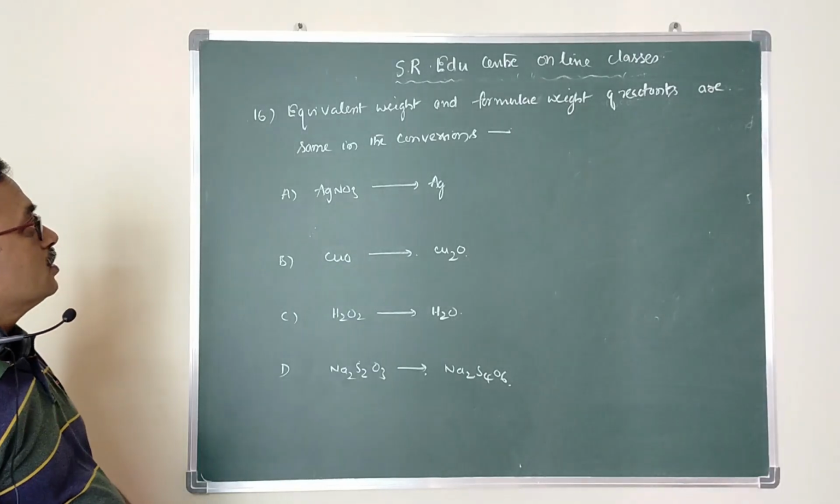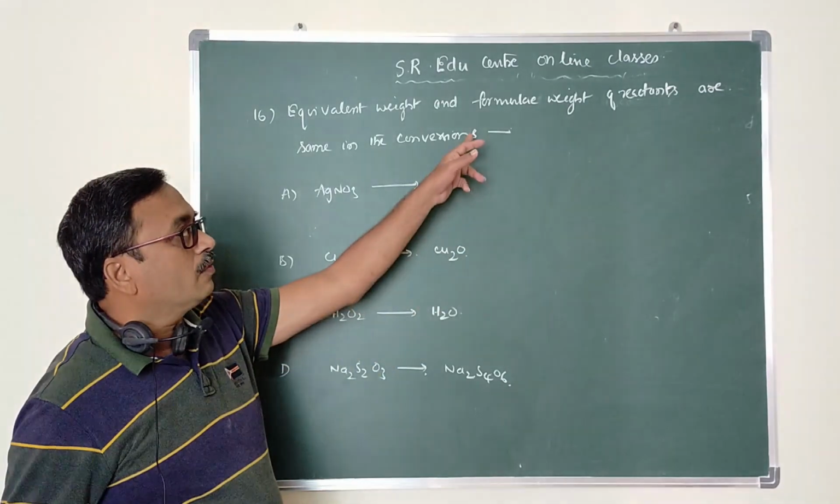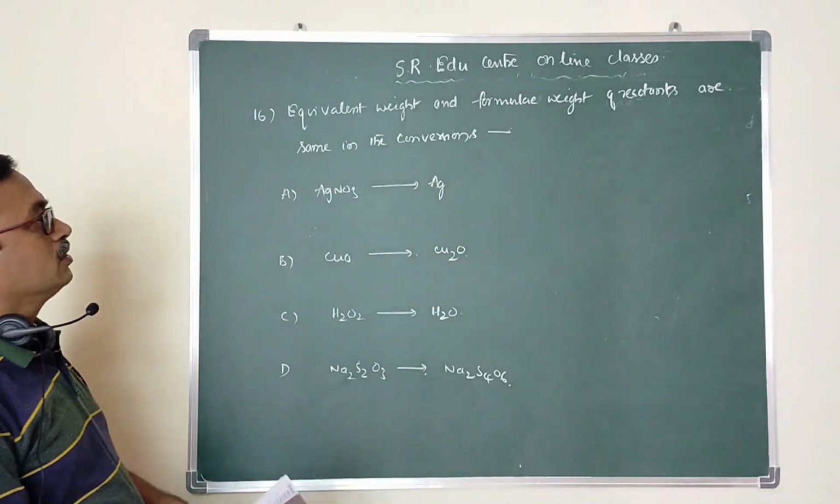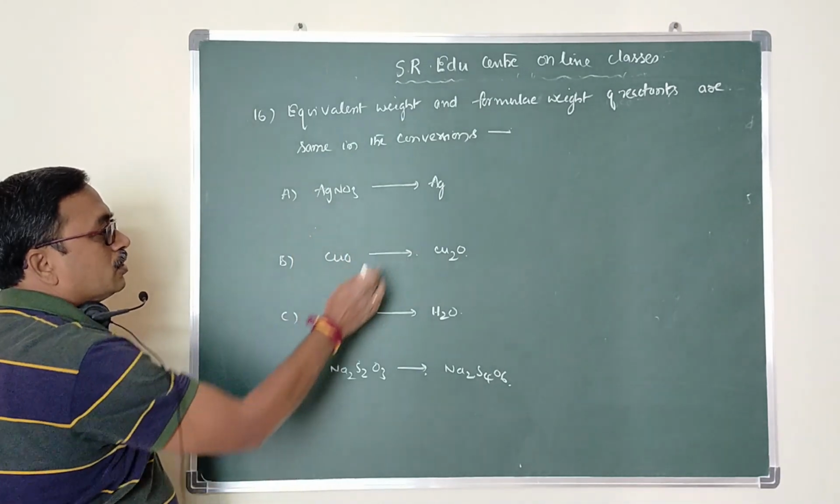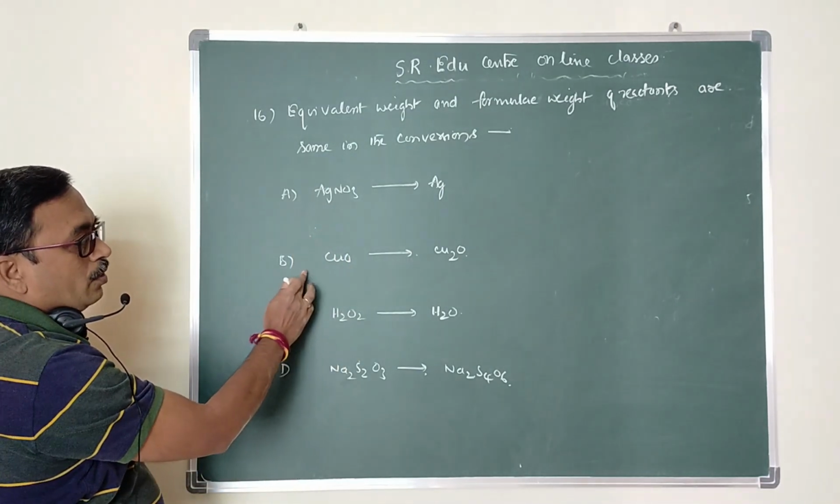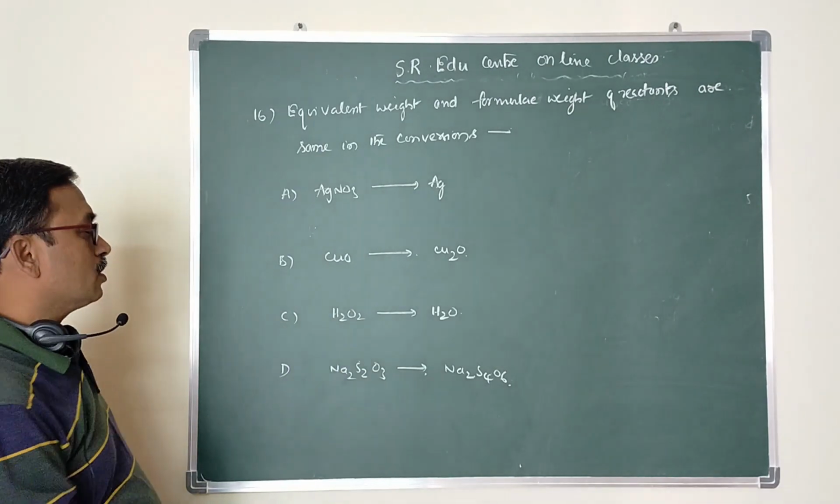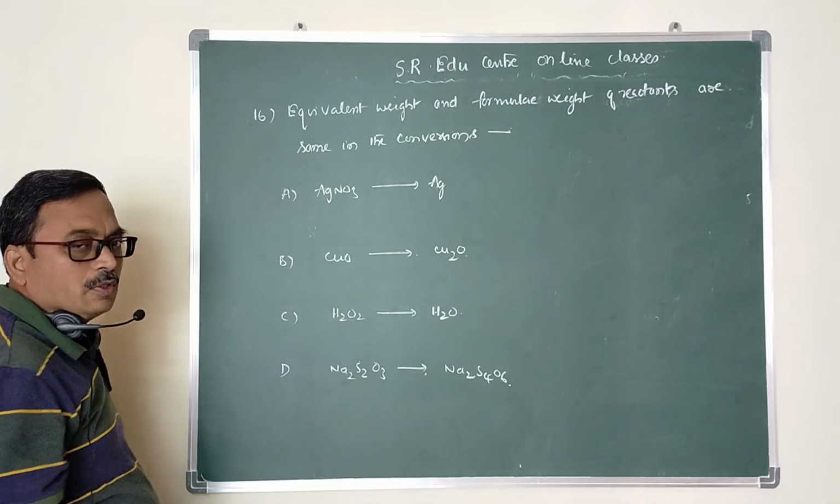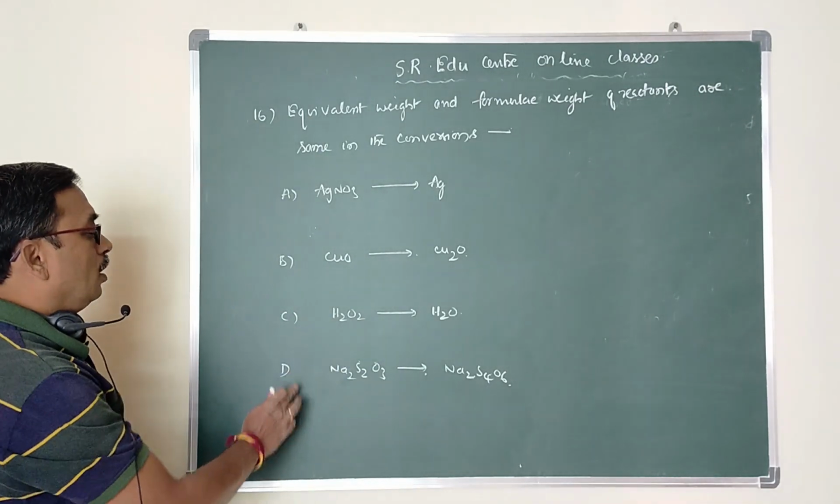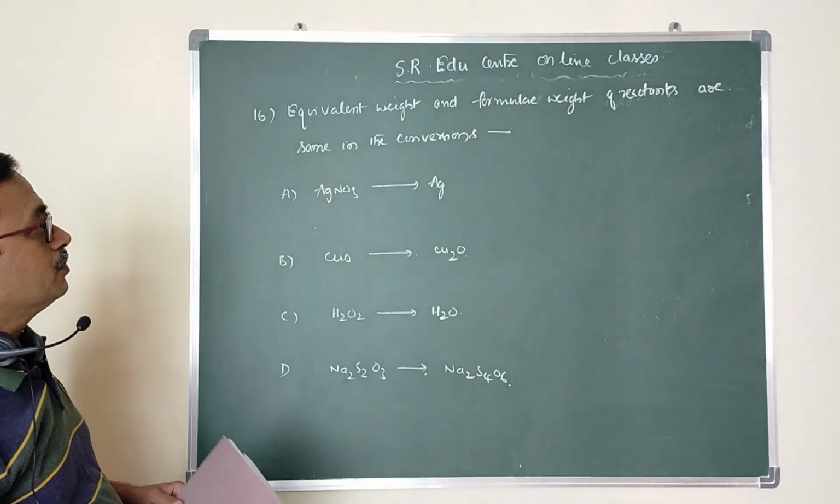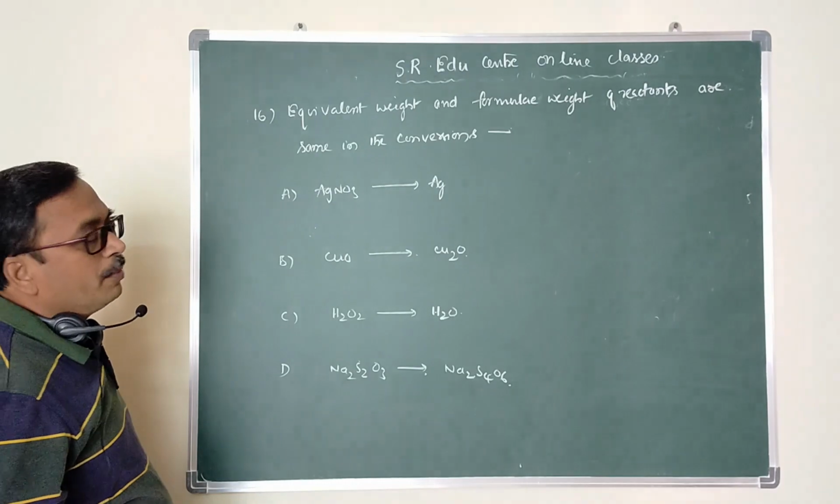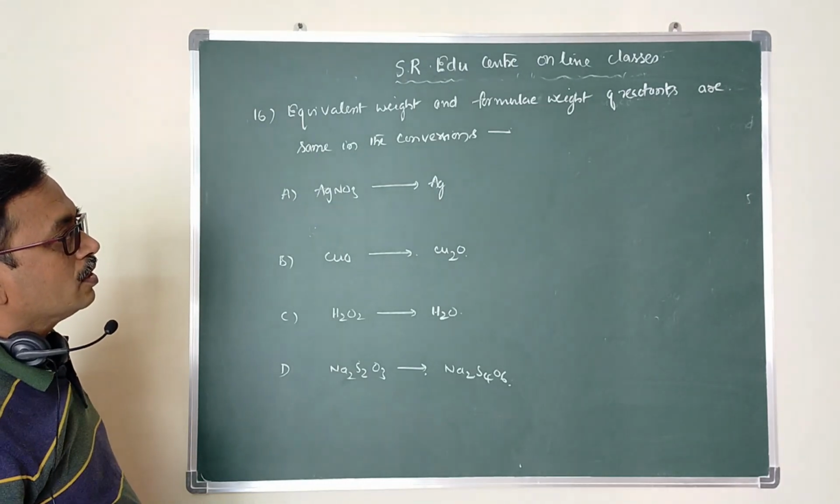Next question: equivalent weight and formula weight of reactants are the same in which of the conversions? Options are: A, silver nitrate to silver metal; B, cupric oxide to cuprous oxide; C, hydrogen peroxide to water; and D, hypo to sodium tetrathionate. Equivalent weight becomes formula weight when the N factor is 1.